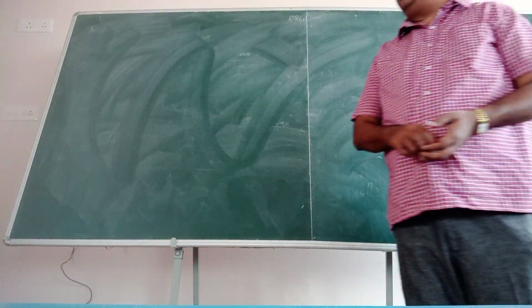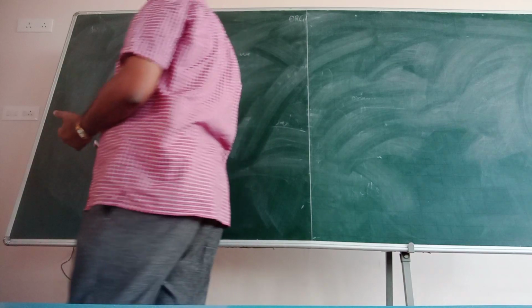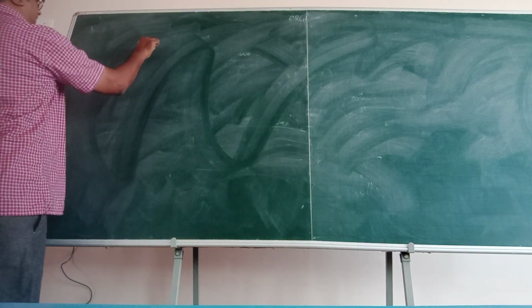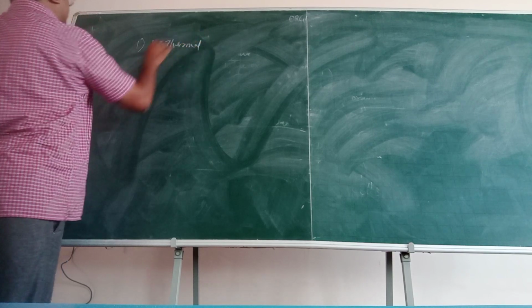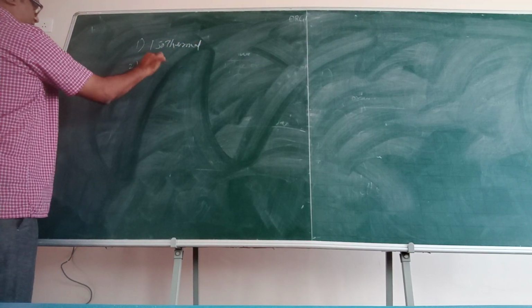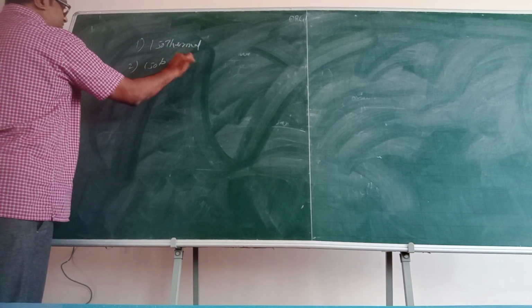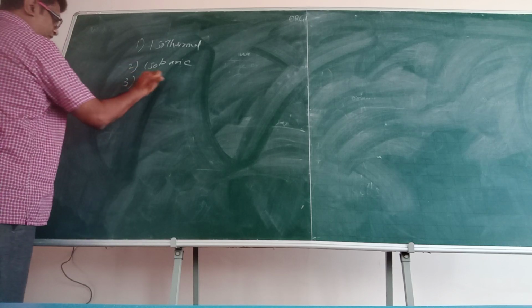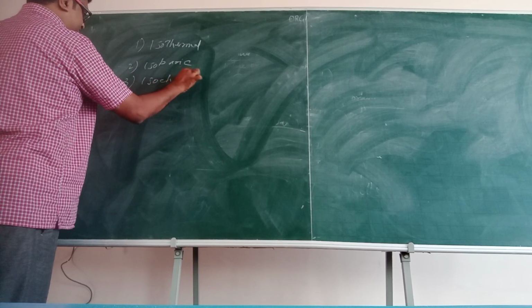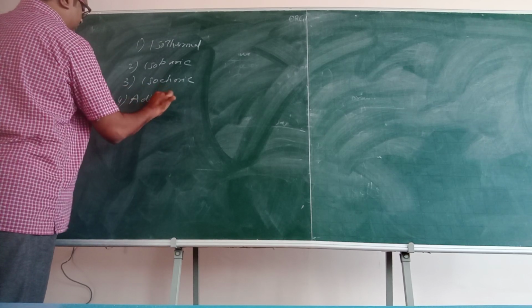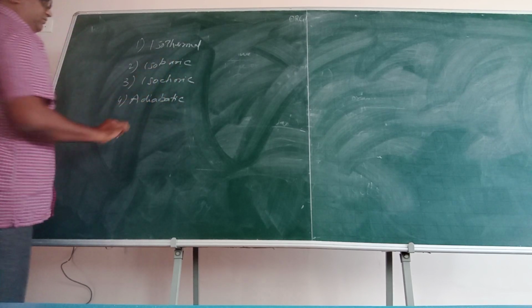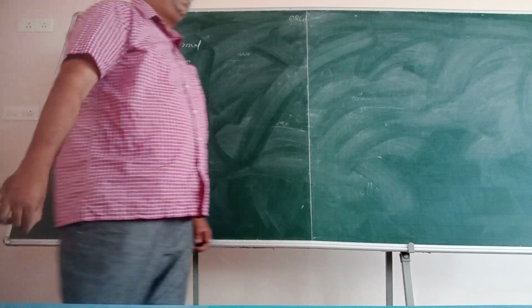Thermodynamic process, what we have discussed in the last class, how many types are there? One is the isothermal, second is isobaric process, third is isochoric process, and the fourth one also is there, it's called adiabatic process. So we will see what adiabatic is also.